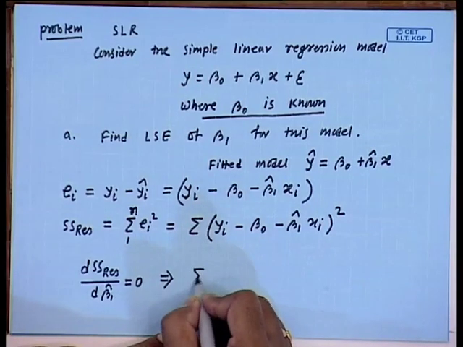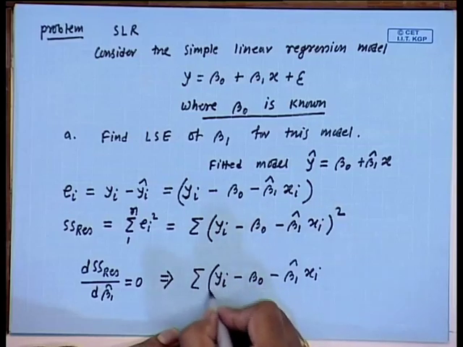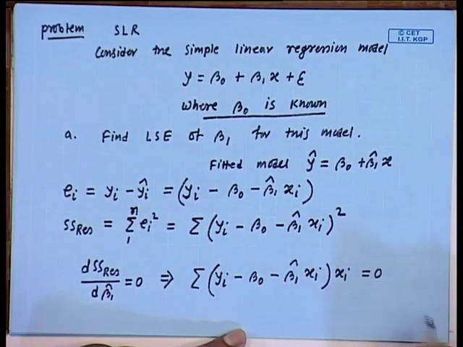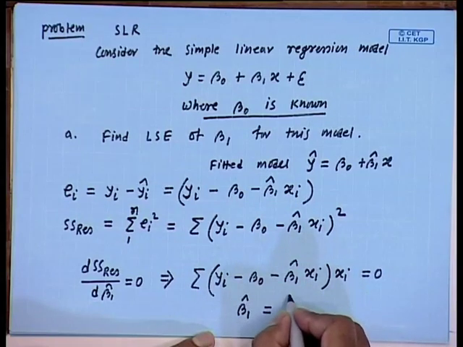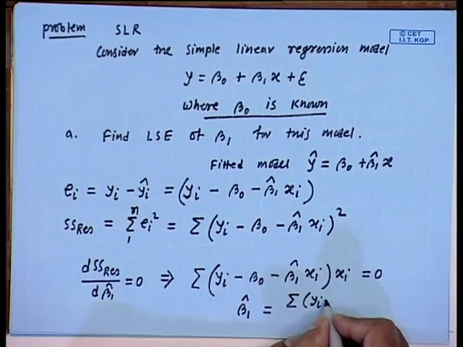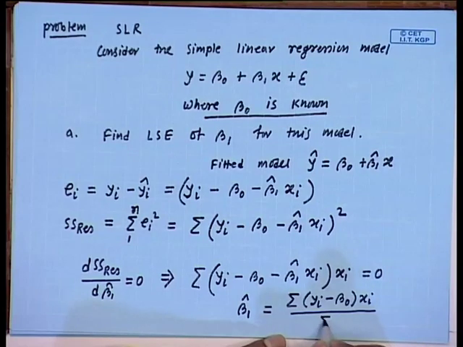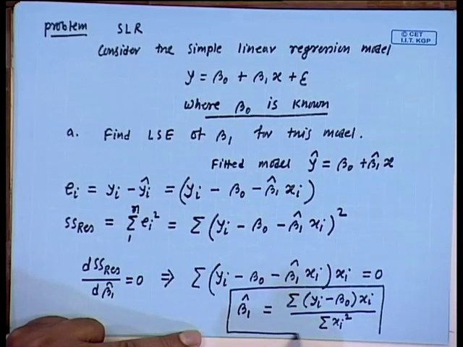So, the normal equation is the sum of (y_i minus (beta naught plus beta 1 hat x_i)), which is basically e_i, times x_i, equal to 0. Here you will get only one normal equation, because there is only one unknown parameter, and solving this normal equation you will get the estimator of beta 1 hat. So, from here we get beta 1 hat equal to the summation of (y_i minus beta naught) x_i divided by the summation of x_i squared. This is the least squares estimator of beta 1.